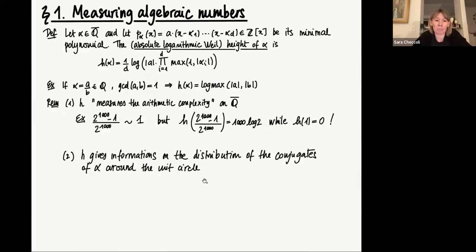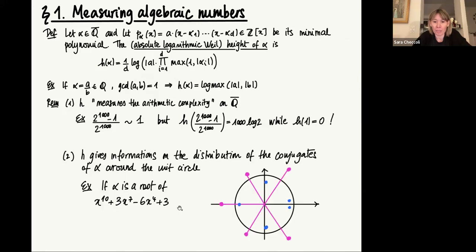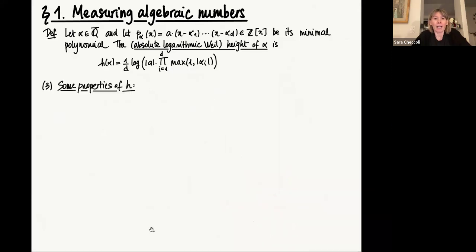So let me just make an example concretely. I took this polynomial here. What if you want to compute the height of one of its roots? Well, we are going to plot the roots of the polynomial, and what we are going to take are simply the pink dots and their distance from the origin, and divide by the degree, taking logs. And so we get that the height of a root of this polynomial is this number here. Okay, this was just an example.